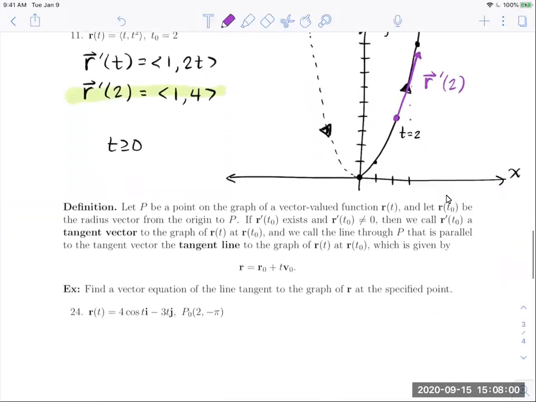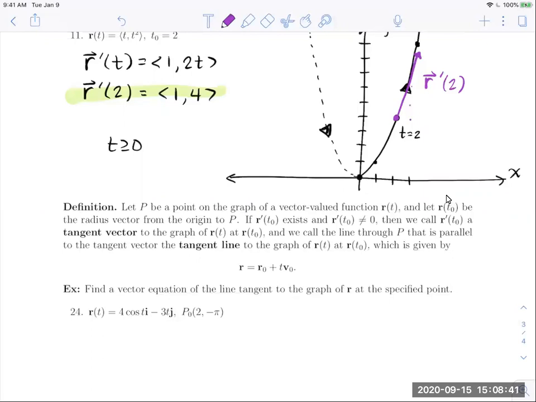All right, so moving forward here, we have one more definition talking about tangent vectors and tangent lines. So let P be a point on the graph of a vector valued function r of t, and let r of t naught be the radius vector from the origin to P. If that derivative vector exists and that vector is non-zero, then we call the derivative a tangent vector to the graph of r of t at r of t naught. All right, so right here we can see exactly why this is being called a tangent vector, because of that geometric relationship that derivatives are always tangent to the curve.